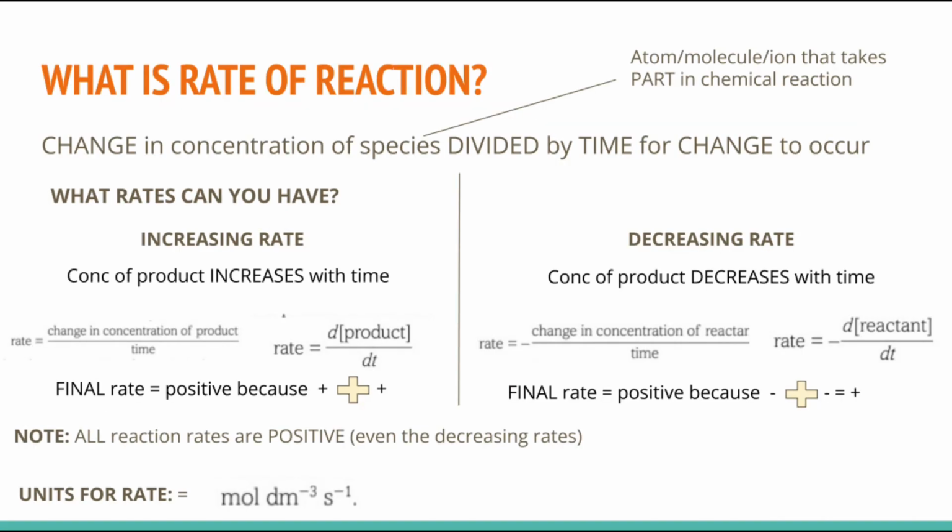So what is rate of reaction? Rate of reaction is the change in concentration of a species divided by the time for the change to occur. A species is an atom or molecule or ion that takes part in a chemical reaction. But what rates can you have? You can have an increasing rate and you can have a decreasing rate.